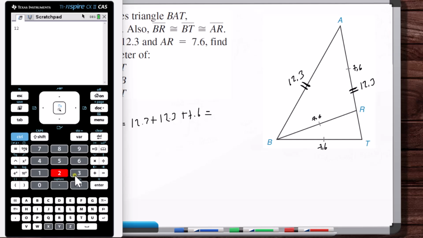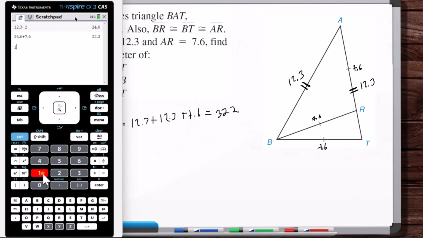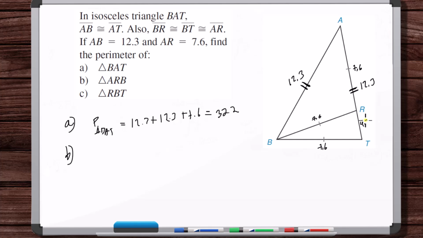So 12.3 plus 12.3 plus 7.6 is 32.2. Now, if we subtract 7.6 from 12.3, we can get RT, which is 4.7. You see, the entire length of AT is 12.3, and this is just the length of AR. So you subtract 7.6 from 12.3, you get RT. So now we have all the side lengths.